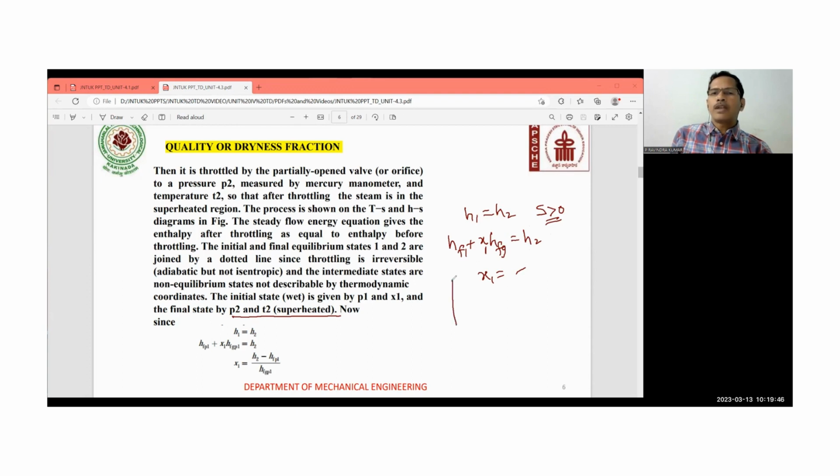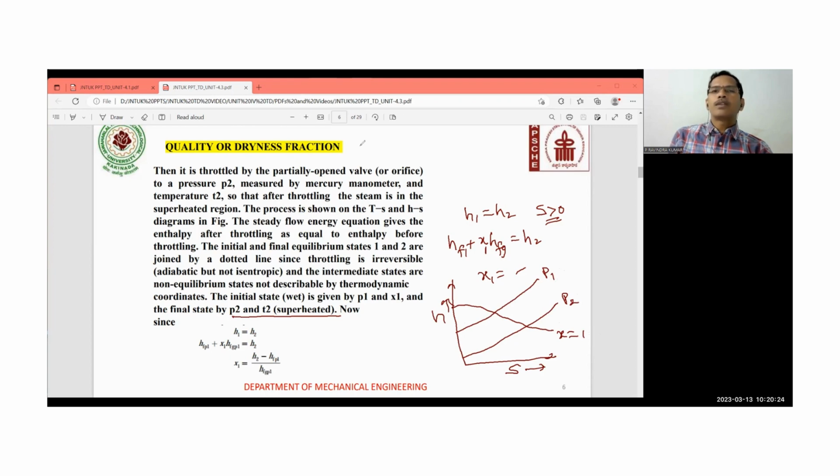Suppose you draw the HS plane, that is enthalpy versus entropy, which you can also call a Mollier diagram. This is the x equal to 1 line, where the quality of steam is 1, which means pure vapor is present, no liquid droplets. And if you draw the two constant pressure lines, this is P2 and this is P1, the constant pressure line.